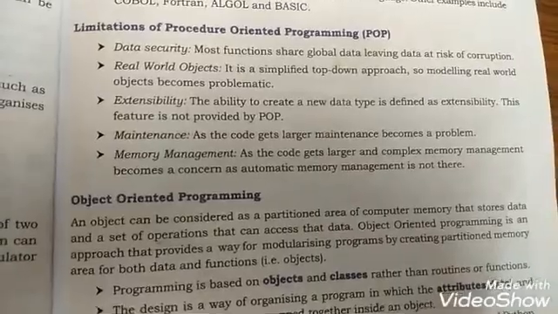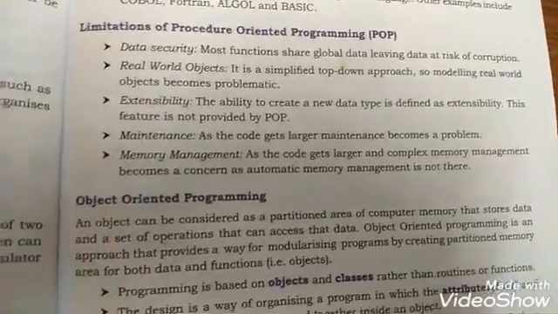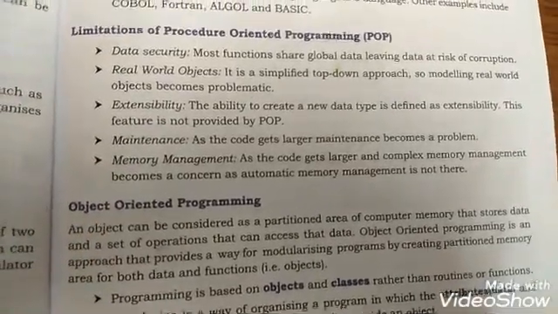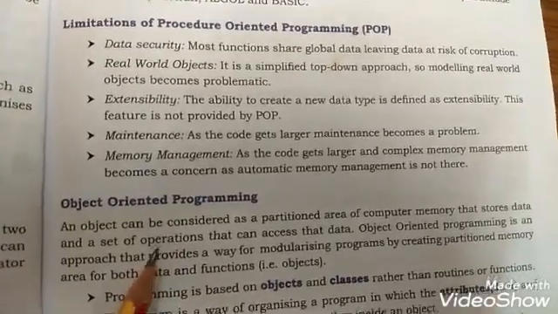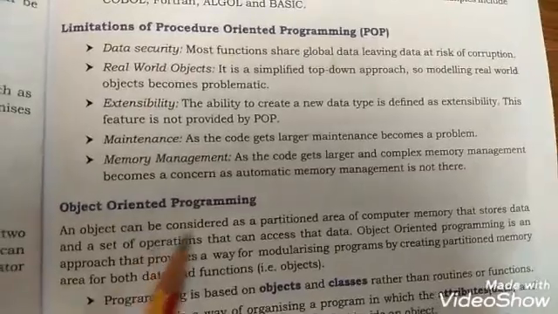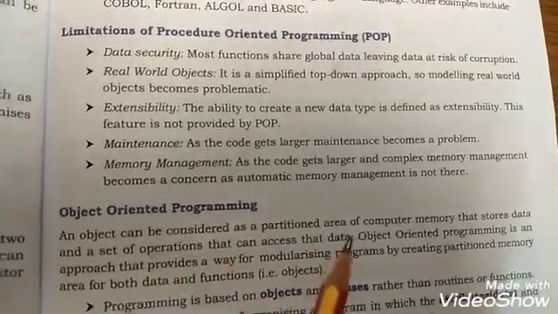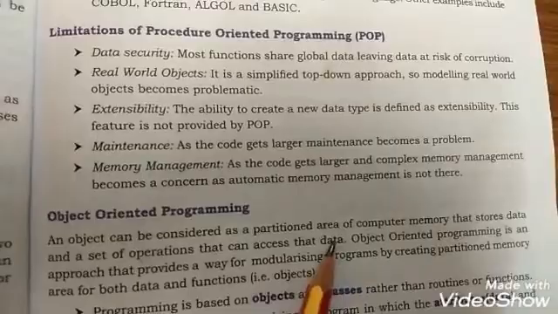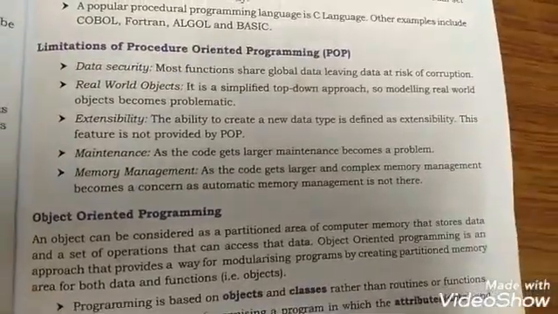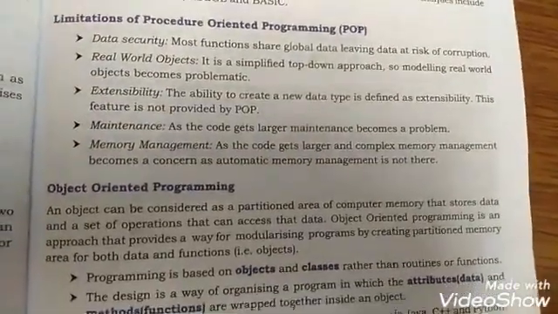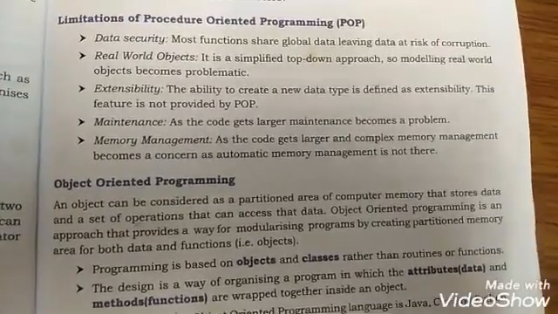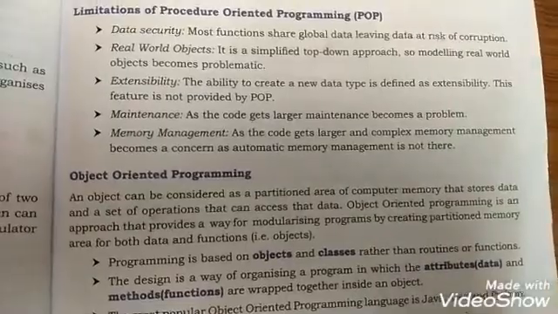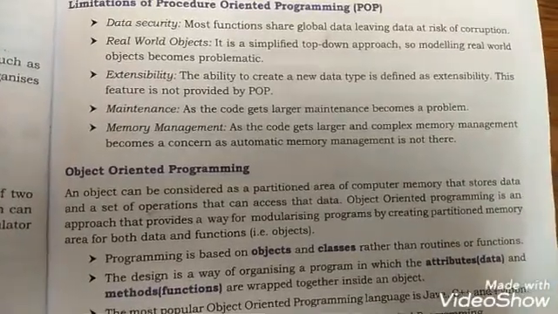That means we are going to create some object and we are going to assign some data, and we are going to create some operations or the methods. Those methods can access the data. So object oriented programming is an approach that provides a way for modularizing programs by creating partitioned memory area for both data and functions.